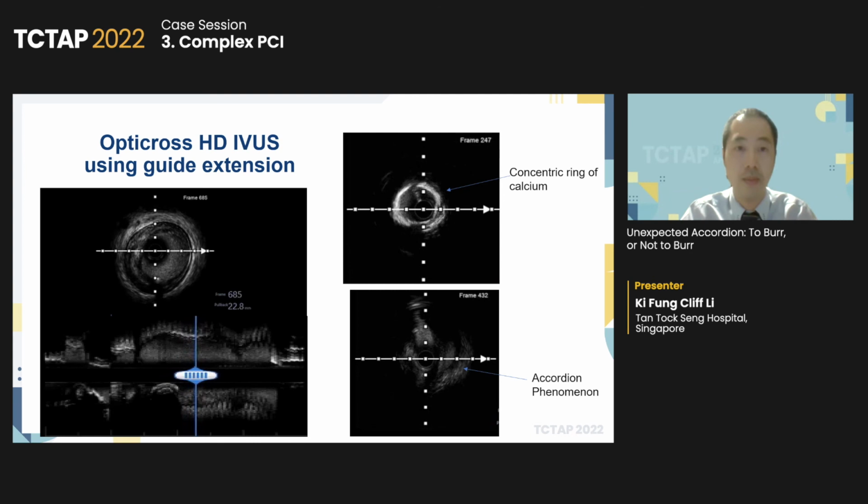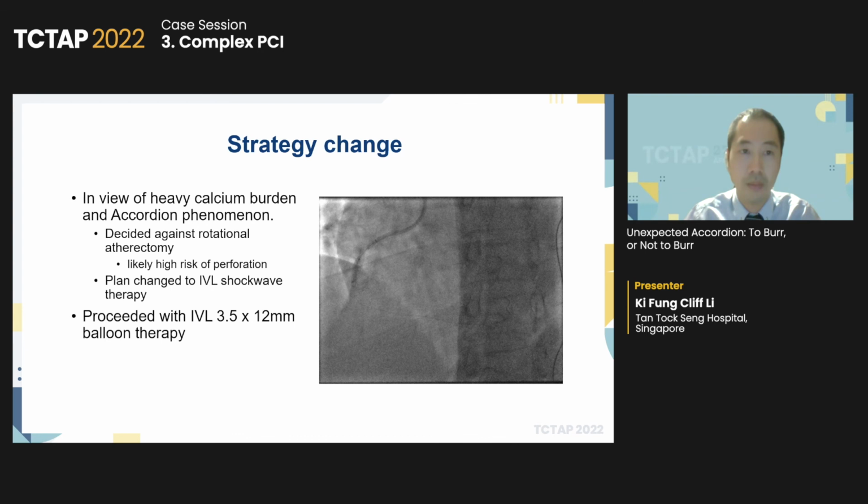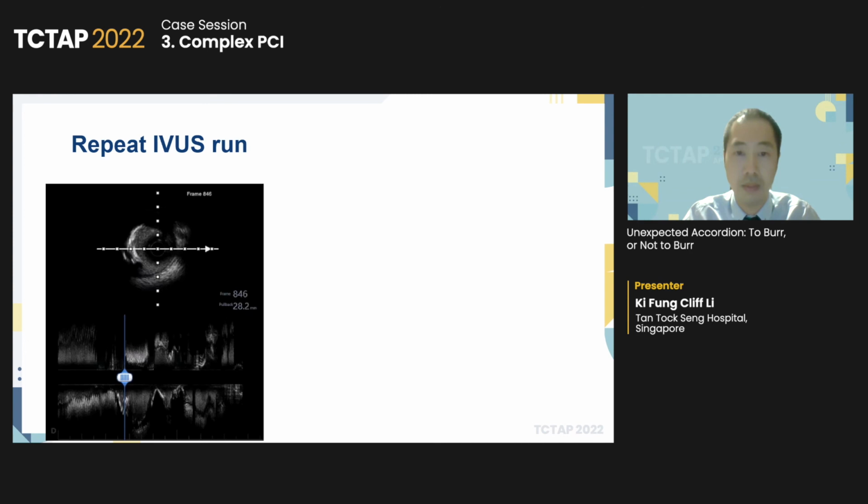So in view of the heavy calcium burden and accordion, we decided against using rotational atherectomy because of the higher risk of perforation. We changed our strategy to IVL shockwave therapy instead and proceeded to use a 3.5x12mm balloon. After delivering 80 pulses to the mid-RCA, this is a repeat run which shows a lot of cracks in the calcium, and the calcium looks like it's been modified, with cracks in the 360 rings of calcium.